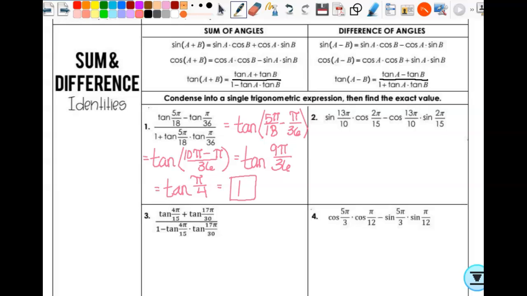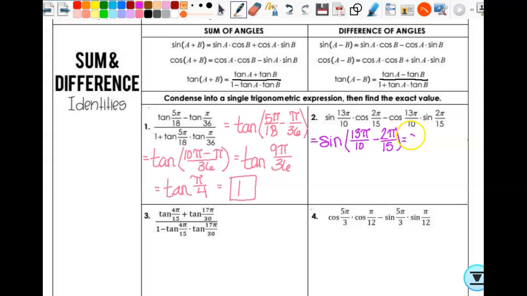Okay. So then when I look at number 2, I've got sine of a times cosine of b, and the one that mixes sine and cosine is the sine. And since this is minus, it's sine of a minus b, because sine of a plus b is plus, sine of a minus b is minus. So this is just going to give me the sine of 13 pi over 10 minus 2 pi over 15.